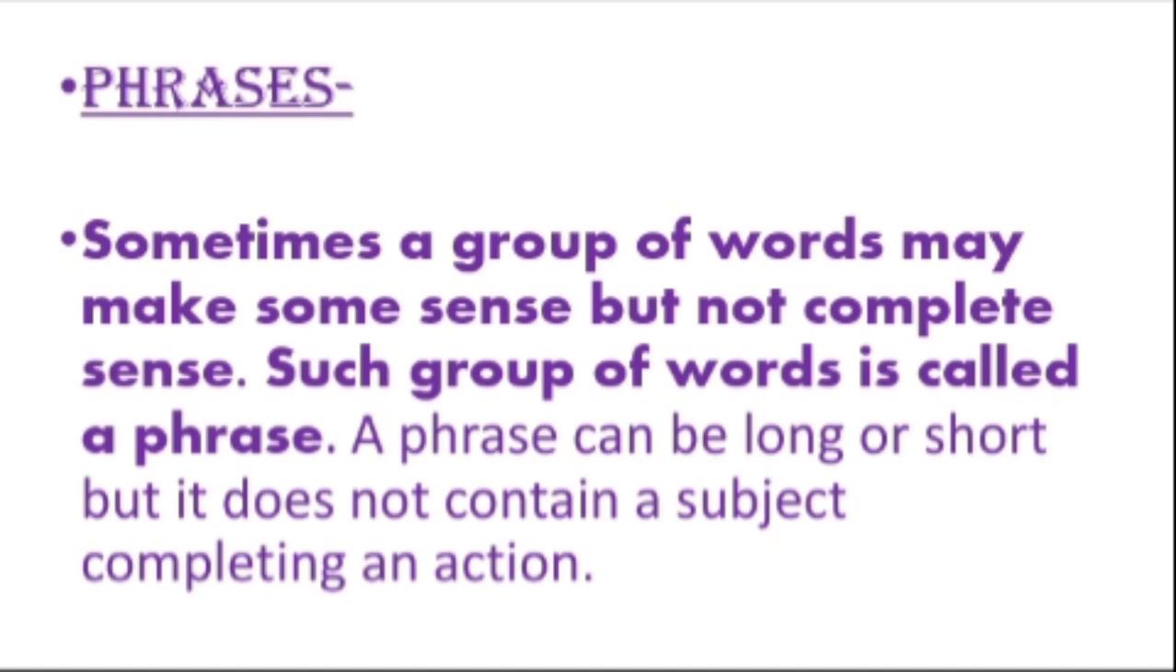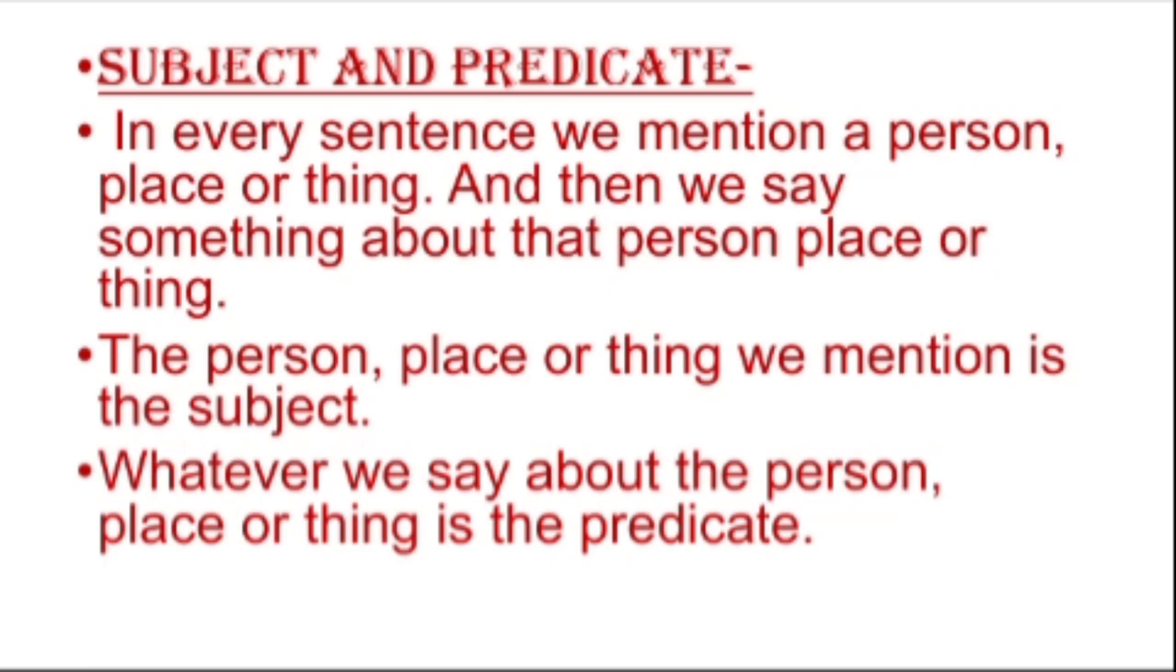Okay, now next. Subject and predicate. In every sentence, we mention a person, place, or thing, and then we say something about that person, place, or thing. The person, place, or thing we mention is the subject. Whatever we say about the person, place, or thing is the predicate. So now students, I hope that you are clear with what is a sentence, what is a phrase, and what are subject and predicate. I hope that you have understood this lesson very well.